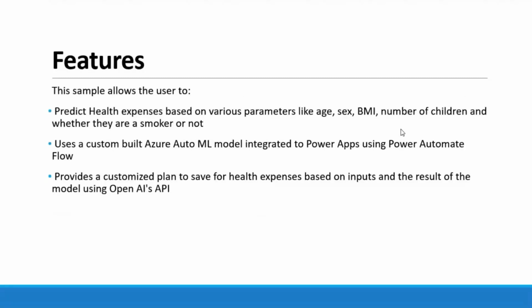Okay, so moving on to the features. The sample takes different parameters like the age, sex, BMI, number of children, and whether they are a smoker or not. It uses a custom built Azure Auto ML model integrated to Power Apps using a Power Automate Flow. And then it provides a customized plan to save for the health expenses based on the inputs and the result of the Azure model. It uses OpenAI's API to create that plan.